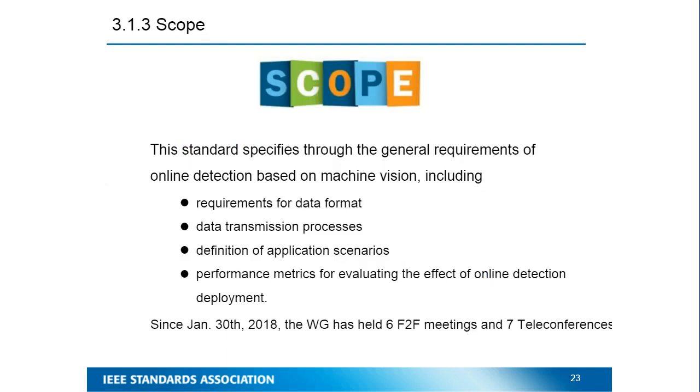This standard specifies the general requirements of online detection based on machine vision, including requirements for data format, data transmission processes, definition of application scenarios, and performance metrics for evaluating the effect of online detection deployment.